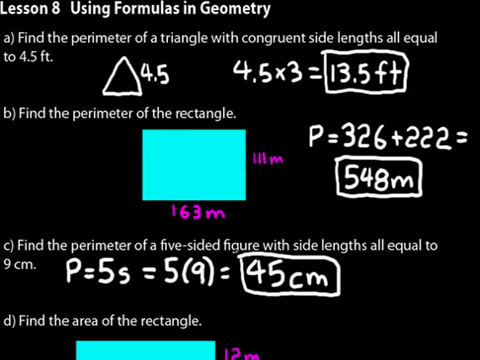Practice problem D. Find the area of the rectangle. So let's solve some area problems now. So we have a rectangle and we just need to think, okay, what formula can I use for that? Well, it's just area equals length times width. And so we just substitute in 52 for the length, 12 for the width, and so we'd have 52 times 12.